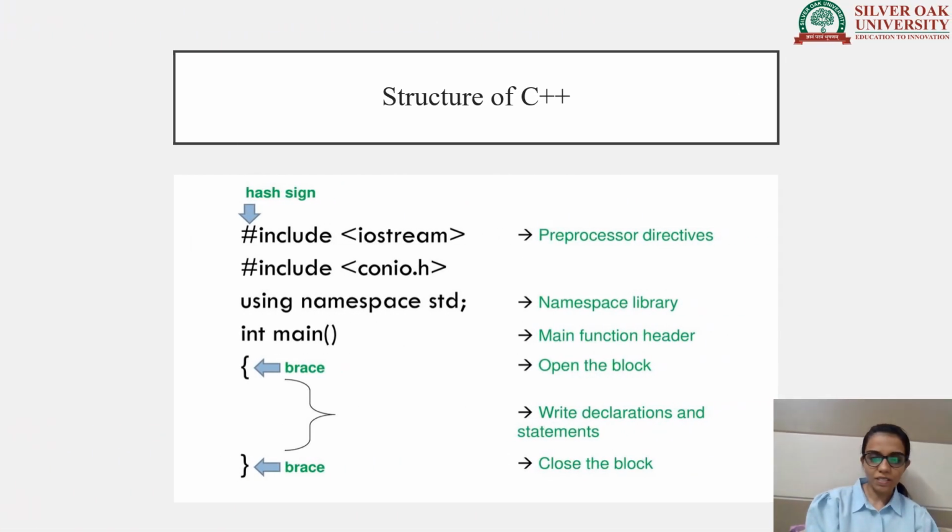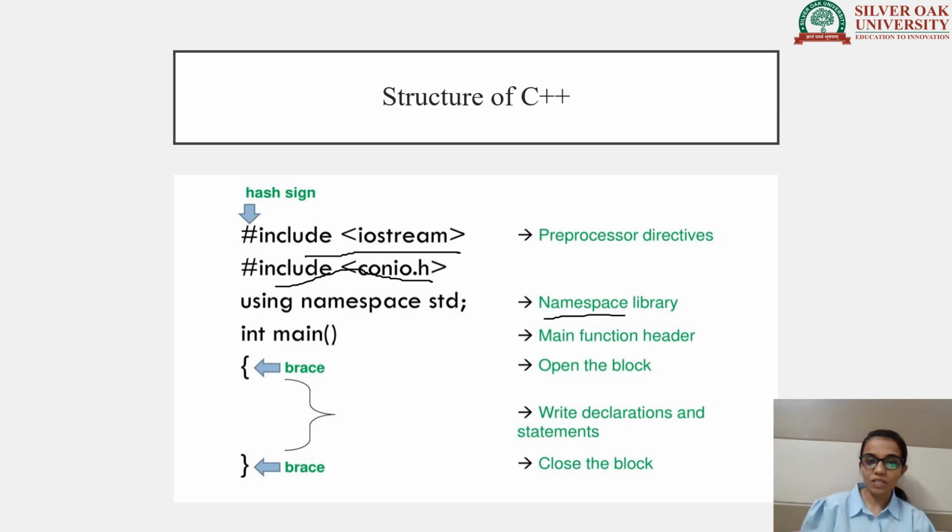Of C++. It is very similar to the C language which we have studied before. The first thing is #include <iostream> and #include <conio.h>. As we have seen, what are conio.h and iostream? These are the preprocessor directives, where our inbuilt functions and all these things are there.